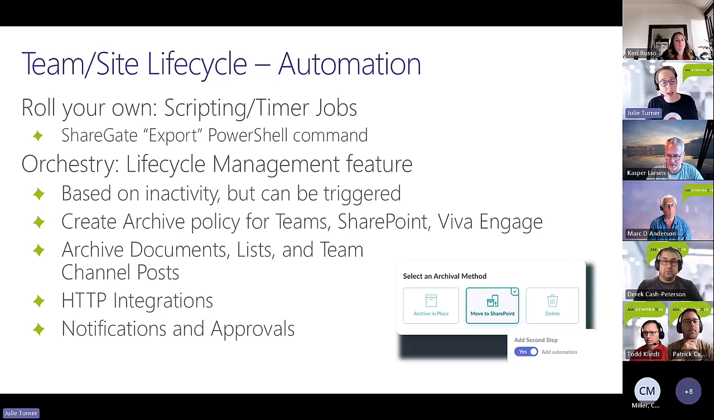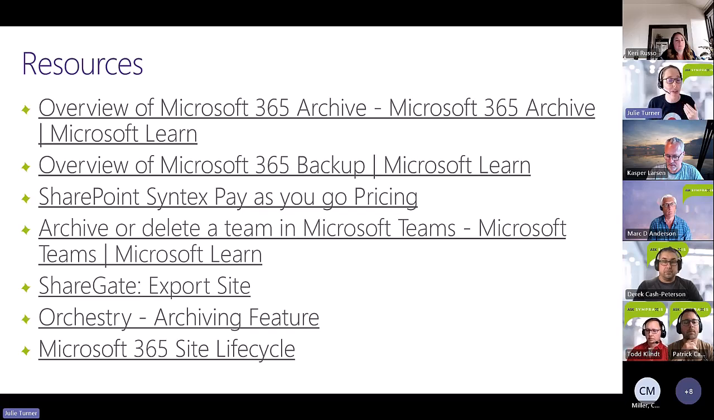So very, very good extra set of features. Okay, so here's a little list of resources. We have the blog post for archive and backup, the link for the SharePoint Syntex pay-as-you-go pricing stuff that we shared a little bit earlier, some information on archiving a team, a link for the export site PowerShell command for ShareGate, and a link directly to Orchestry for the archiving feature. And obviously, if you want to know more about archiving, please reach out to any Sympraxian, and we can help you with the ShareGate or Orchestry information if you need more details. And then last but not least, I linked to the earlier Ask Sympraxis episode 97, I think it was, the Microsoft 365 Site Lifecycle episode, so you can go back through it if that is useful for you.